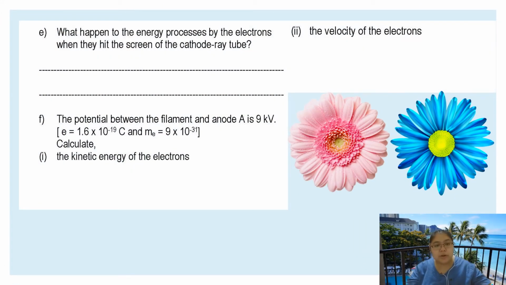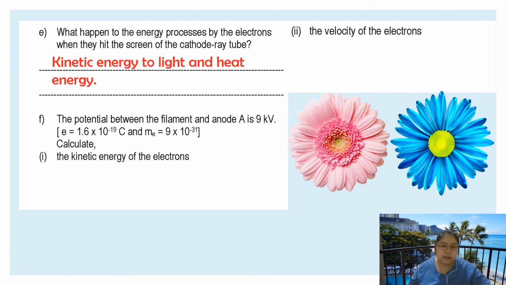Okay, then we go to question E. What happens to the energy possessed by the electrons when they hit the screen of the cathode ray tube? You mention the process of energy until they hit the screen. At the start, the electrons are moving, so there is kinetic energy from the electrons. After that, they hit the fluorescent screen and produce light and also heat energy. So kinetic energy changes to light and also heat energy.